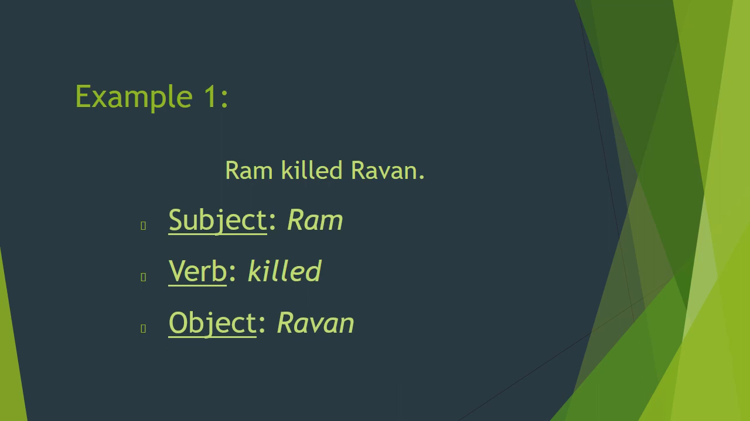In this sentence, Ram is the subject, or the doer of the action. The action word is the verb killed. The action is passed on from the subject to the object. The sentence begins with the subject Ram and ends with the object Ravan, and the action, that is the verb, is in active voice.